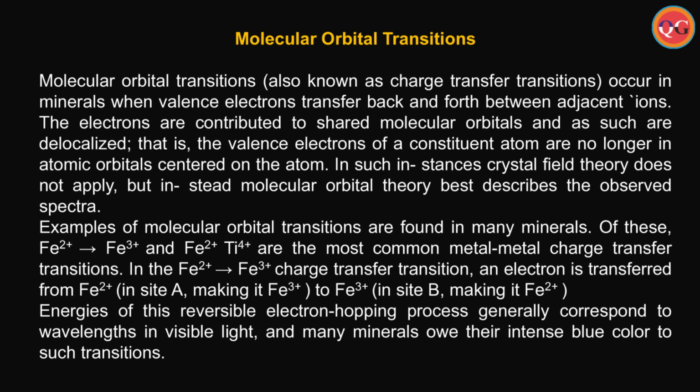Molecular orbital transitions, also known as charge transfer transitions, occur in minerals when valence electrons transfer back and forth between adjacent ions. The electrons are contributed to shared molecular orbitals and as such are delocalized. That is, the valence electrons of a constituent atom are no longer in atomic orbitals centered on the atom. In such instances, crystal field theory does not apply, but instead molecular orbital theory best describes the observed spectra. Examples of molecular orbital transitions are found in many minerals.